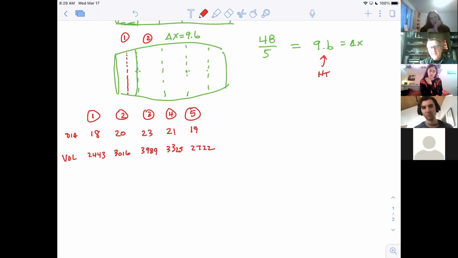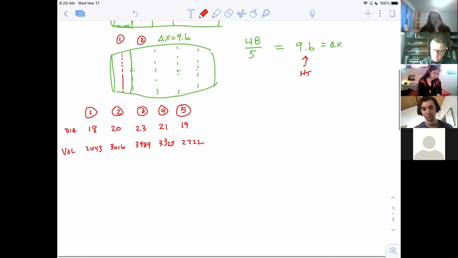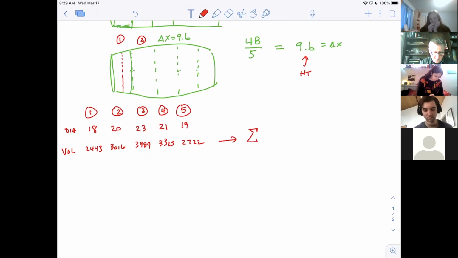I think I'll go ahead and continue this really quickly, but then I'm gonna leave it to you to figure this out as extra credit so we don't waste too much time. If I just actually added those together really quickly, 2443 plus 3016 plus 3989 plus 3325 plus 2722, I get like 15,495 cubic inches. All of our measurements were in inches.